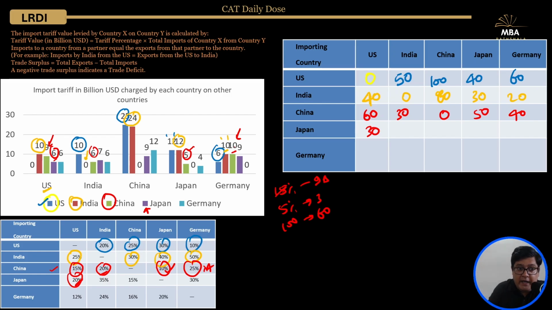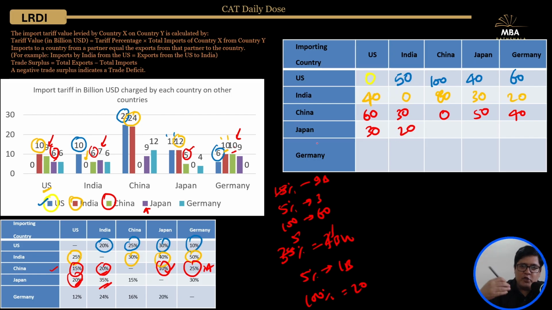Now be careful. India, they are charging 7 billion. Look at this, 7 billion, which is 35%. Cancel 7, cancel 5. So 5% is equal to 1 billion. So 100% is 20 times, which is 20 billion. So Japan imports 20 billion worth of goods from India. China, they are charging 9 billion. 9 billion is 15%. Same thing, look at this. 15% is 9 billion. So 100% is 60 billion.